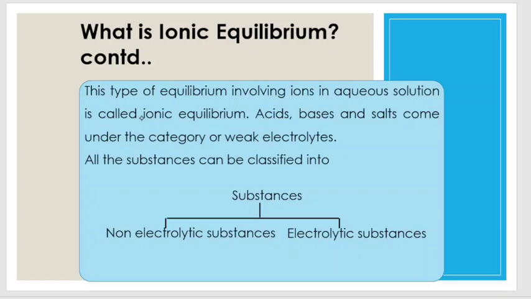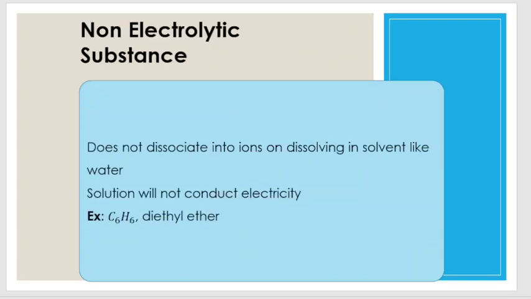You can see the ionic equilibrium especially in the case of acids, bases and salts. Now, suppose we consider the non-electrolyte, they do not dissociate into ions on dissolving in a solvent like water. For example, if we consider C6H6, benzene, diethyl ether and so on, they do not dissociate into ions and they can't conduct electricity. Hence, they are said to be non-electrolytes.